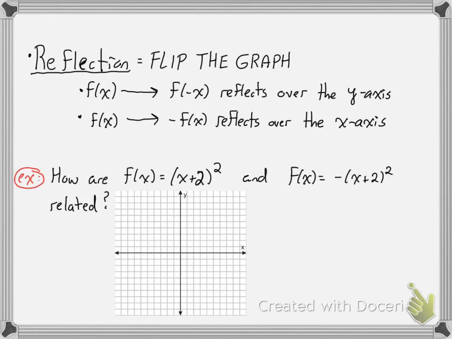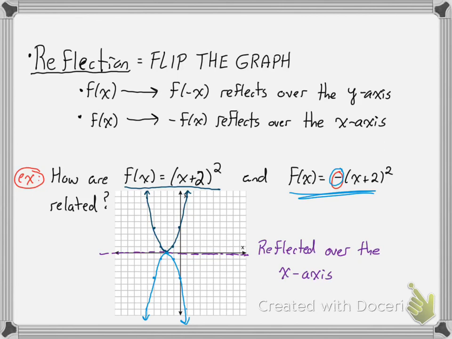So just to see as an example, if I started the equation f of x equals x plus 2 squared, and I want to see how it compares to f of x equals negative x plus 2 squared, I'm going to graph both of them and compare it. F of x equals x plus 2 squared is going to look like this. Now f of x equals negative x plus 2 squared is the same equation basically, but I have a negative coefficient in front of it. So it's going to look like that. And as I can see, it's reflected over the x-axis.